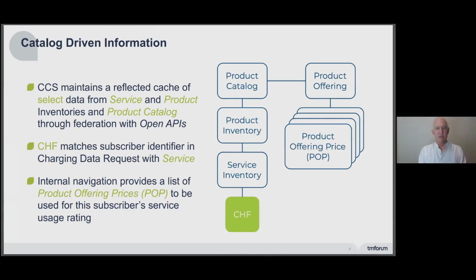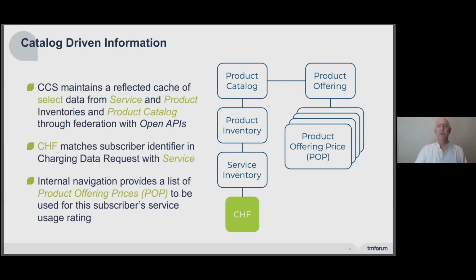For the information needed to do this, the converged charging system will maintain a reflected cache of select data, not all of the data. So you see here product inventory. That's not a copy of the product inventory. It's an internal store that includes information collected from the product inventory. And same with service inventory, product catalog. So the CCS is subscribing to notifications so it can learn of the changes that it needs, and then it extracts just the information it needs and inserts it in the way that it needs to.